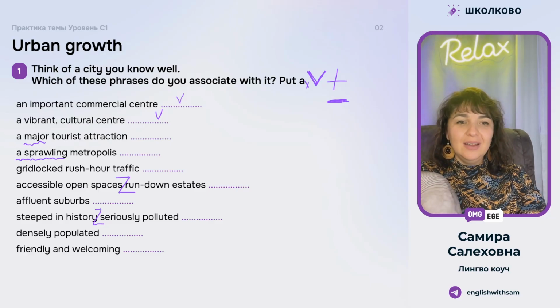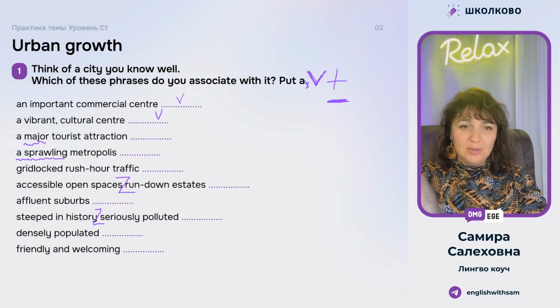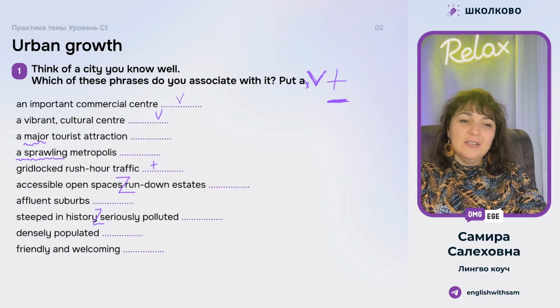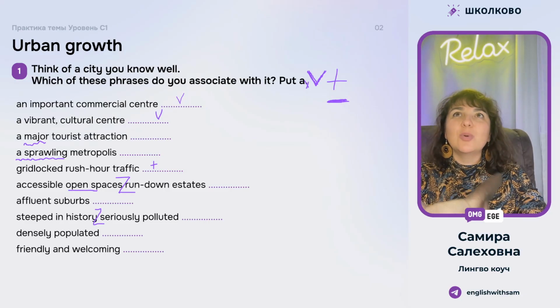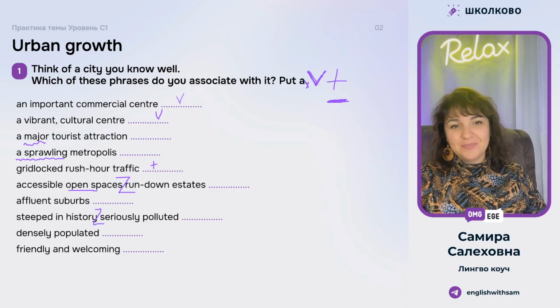So, gridlocked rush. Yeah, actually, it is true about Nizhny Novgorod, so obviously a plus. Accessible open spaces, we do have a lot, right? Like some fields, playgrounds, like open space. For me, open space is more like about nature and maybe some forests, something like this. All right, so rundown estates.